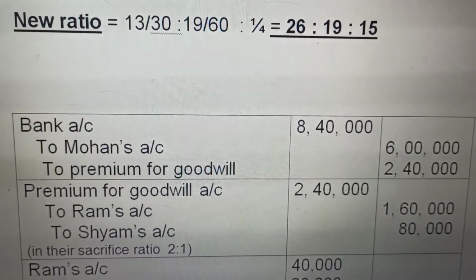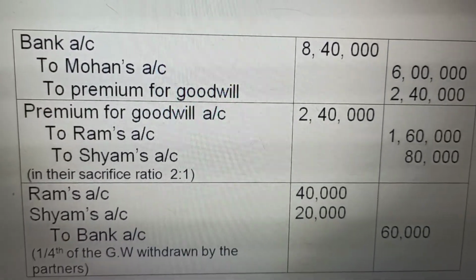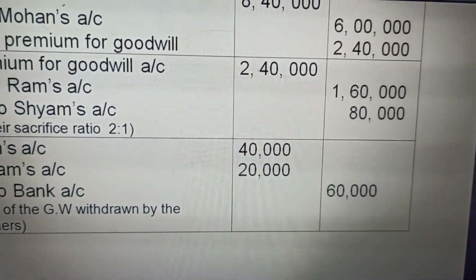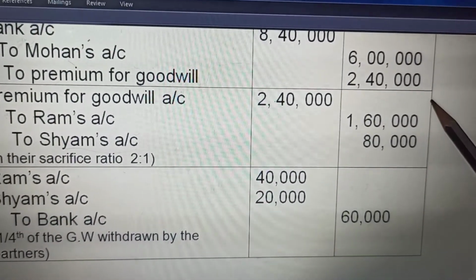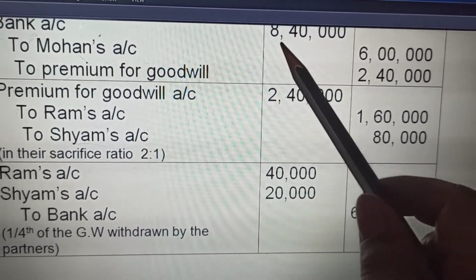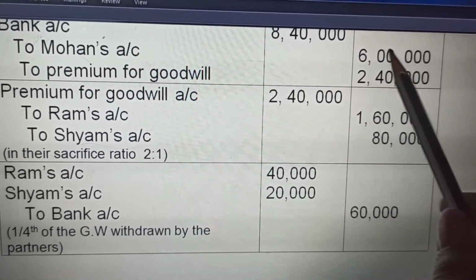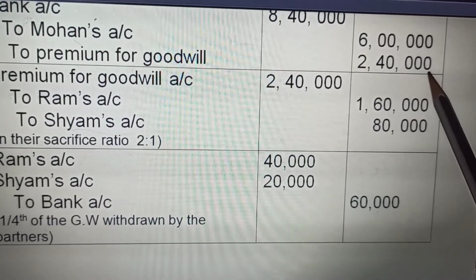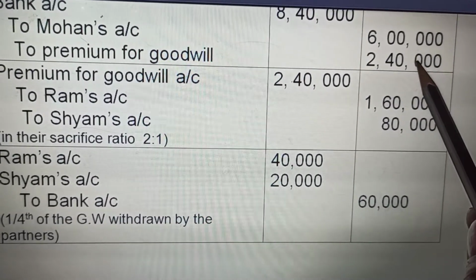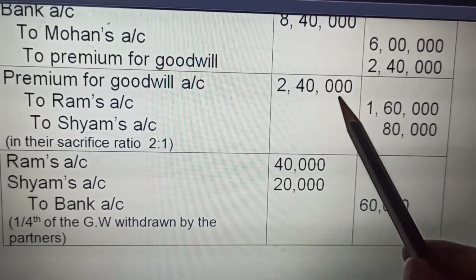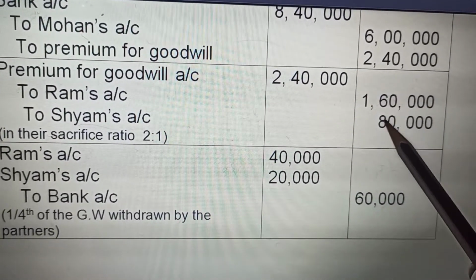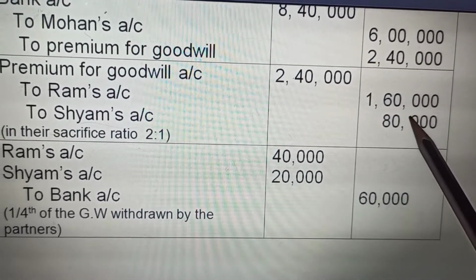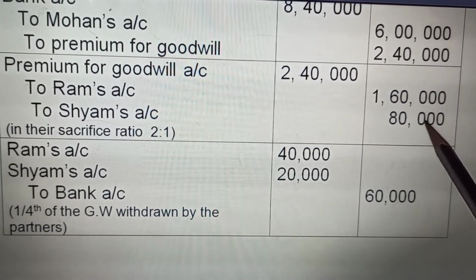When he brings the capital, it is very clearly said he brings rupees 6 lakh for his capital and rupees 2,40,000 for his share of goodwill. In total, bank account debited to Mohan for his capital and to premium for goodwill. The amount of goodwill has been given to us. What he brings in goodwill will be distributed among the old partners in their sacrifice ratio. The sacrifice ratio we had calculated, 2:1 is the sacrifice ratio.